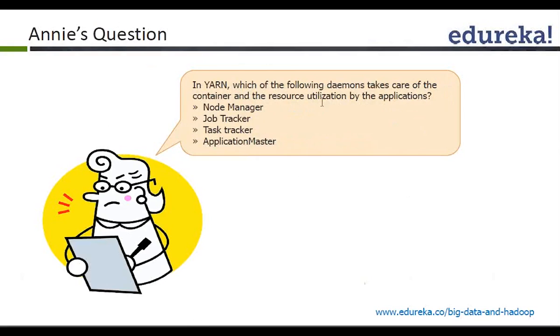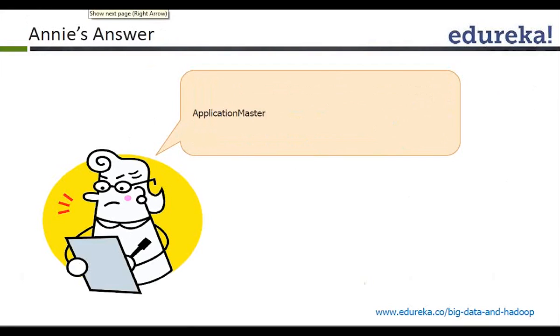There we go. So in YARN, which of the following daemons takes care of the container and the resource utilization by the application? Okay? This is very important. The term over here is application. So is it the node manager? No. Then the other two, job tracker and task tracker, are not there at all. It is the application master who will take care of it.